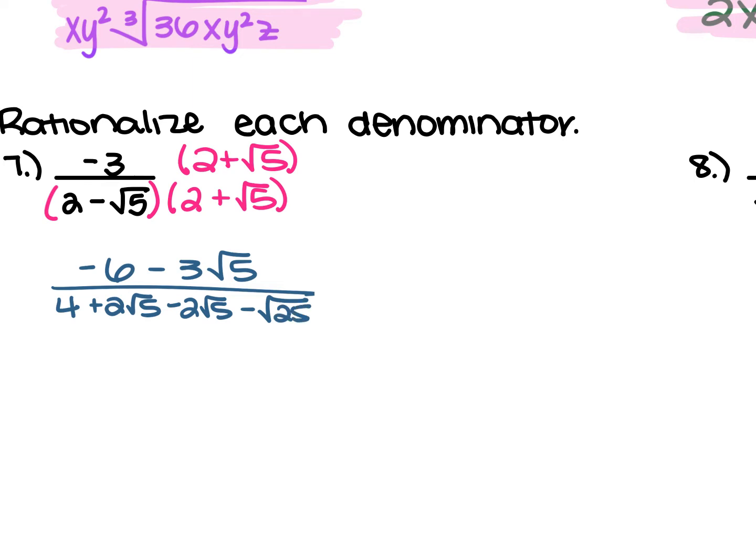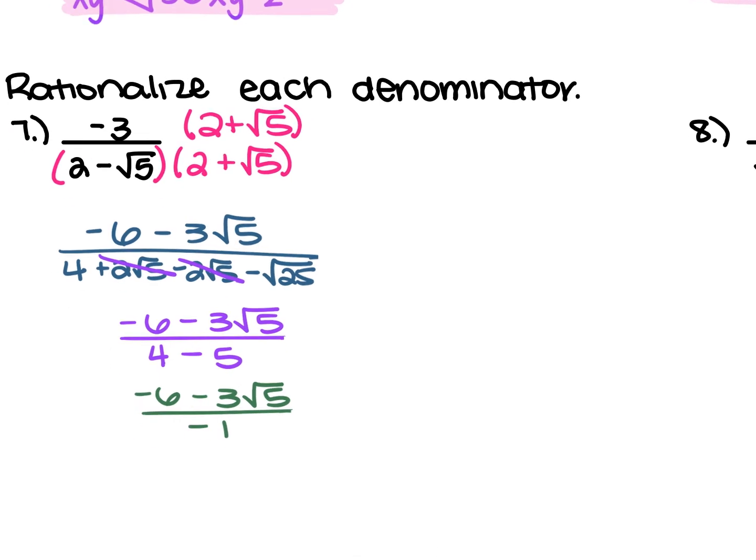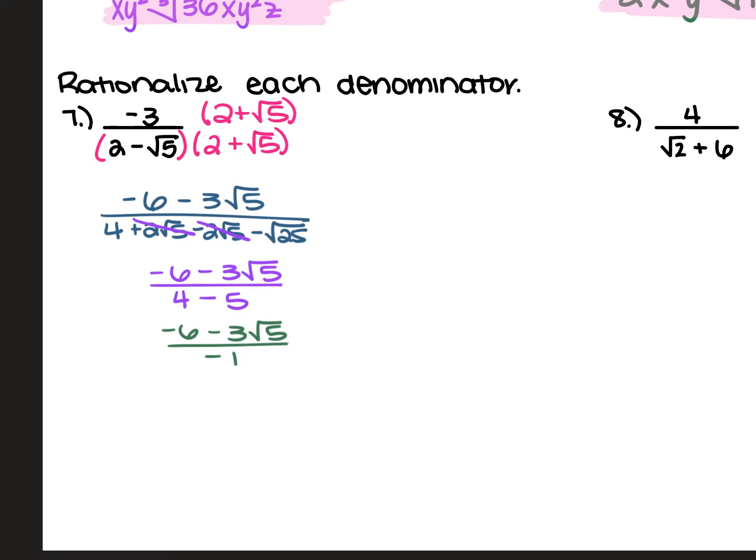Up top, can't combine anything, so leave it negative 6 minus 3 square root 5. On the bottom, your two square root 5s are opposites, so they cancel. Simplify the square root of 25, which would be 5. So that gives you negative 6 minus 3 square root 5 all over negative 1. You never leave a negative in the denominator of your fraction, so change the sign on everything. That negative 1 turns to a positive, the 3 square root 5 turns to a positive, and the 6 turns to a positive. So this is just 6 plus 3 square root 5.